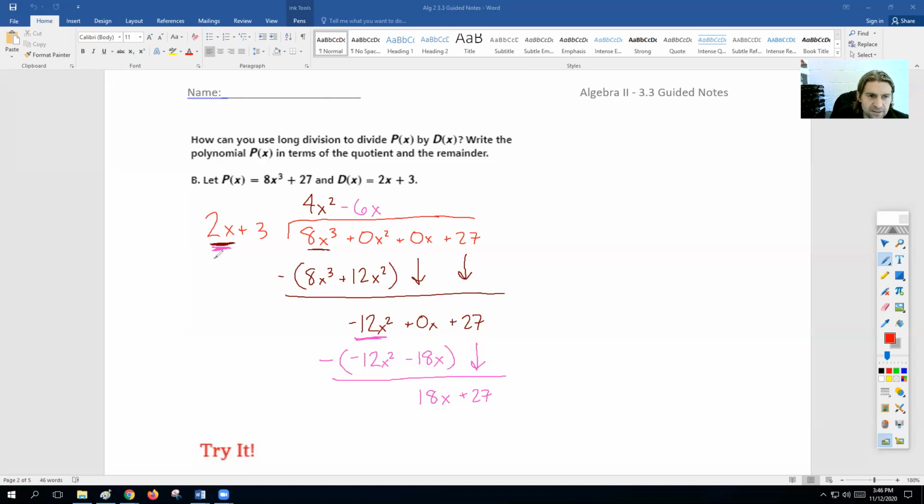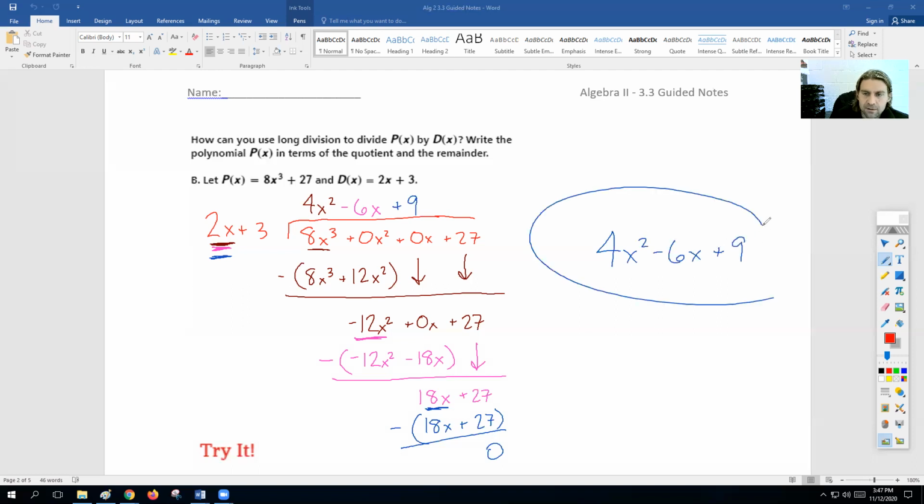All right, what do we multiply 2x by to turn it into 18x? We'd have to multiply by just 9. So we'll distribute the 9. 2x times 9 is 18x. 3 times 9 is 27. We subtract the terms. We get nothing with the x's. We get nothing there. We are actually done. There is no remainder. So the answer is 4x squared minus 6x plus 9. There's our answer.